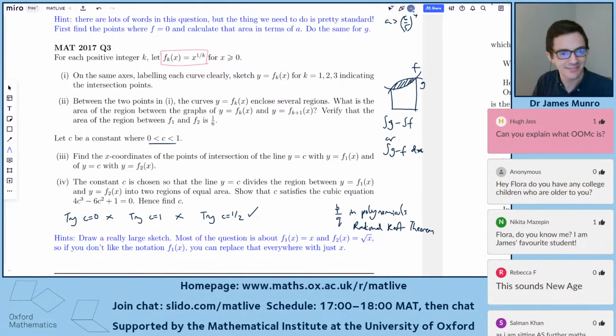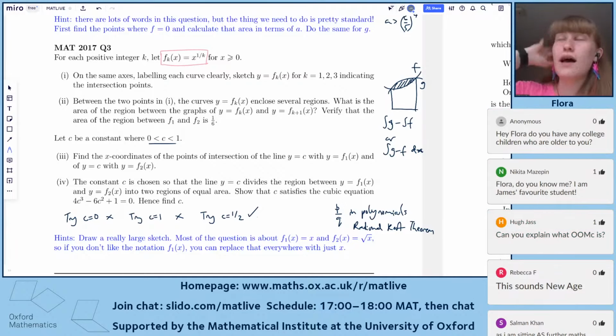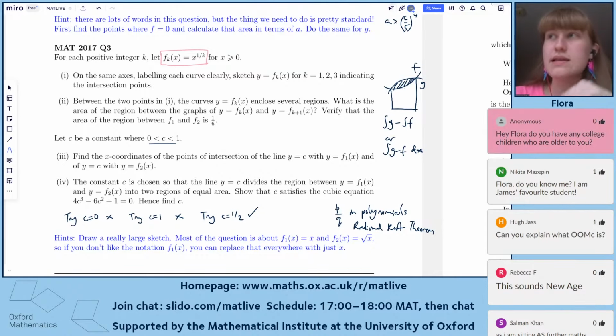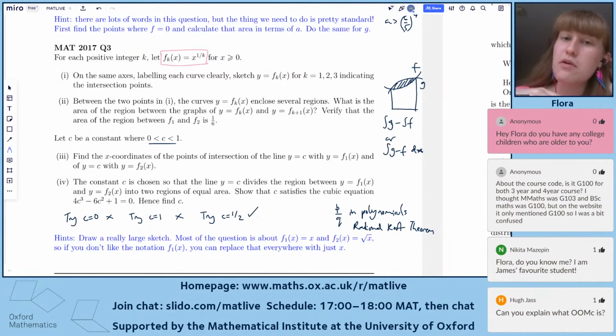Oh, do I have any college children who are older than me? So my college, Mansfield, does this scheme called the Visiting Student Programme, where students from other countries come to Mansfield and study there for 1 year. So it's like a year abroad exchange program. Lots of students from America come and study at Mansfield for 1 year.